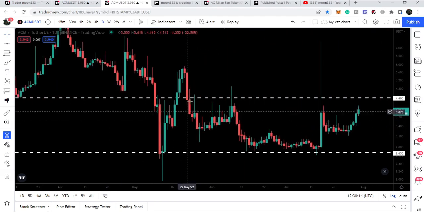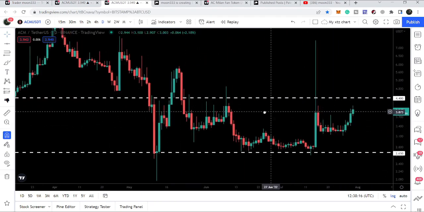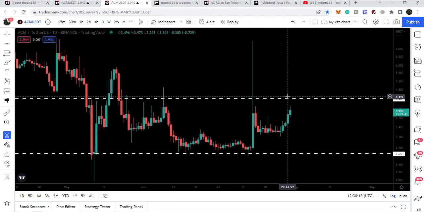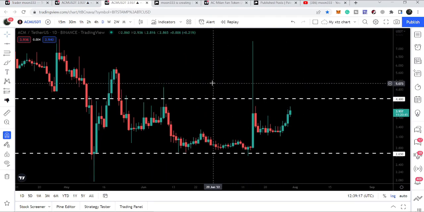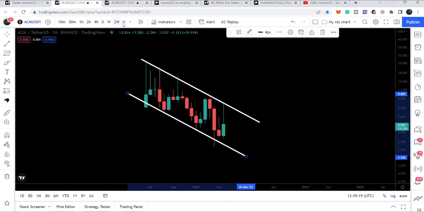So therefore, it is our key resistance. So we need to break it out. Once we have the closing above this resistance level of $4.40, then there will be a very high probability that soon we will also break out the resistance of the channel as well. And after that, we can expect a very, very big move. So this was the update so far.